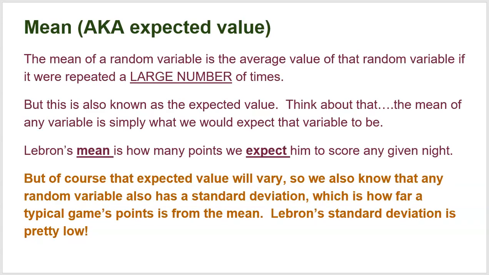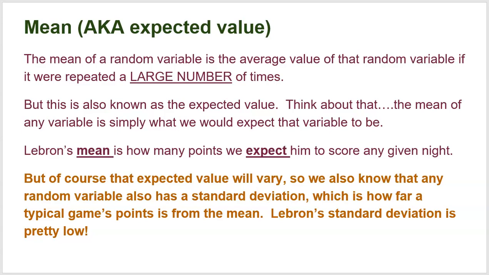So the mean of a random variable is the average value of that random variable if it were to repeat a large number of times. If you think about a random variable and you were to repeat it over and over again, the mean would be the average outcome of those many repetitions. Now, it's also known as the expected value. Think about why this makes sense. The mean of any variable is simply what we would expect that variable to be. So LeBron's mean is how many points we expect him to score on any given night.